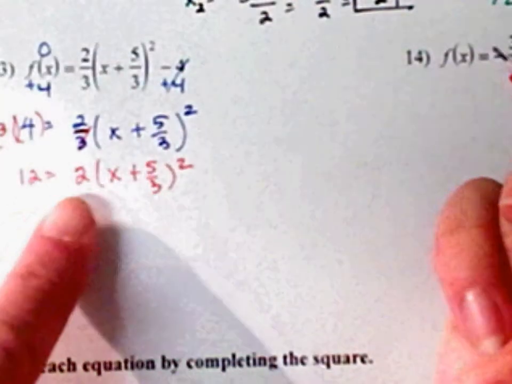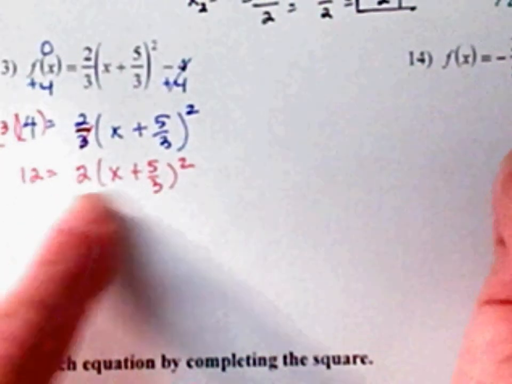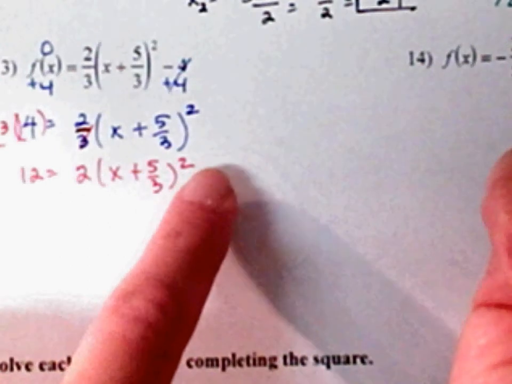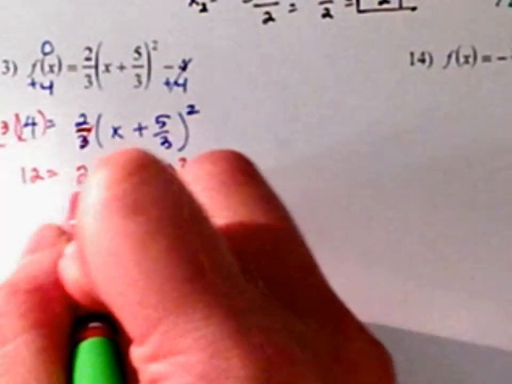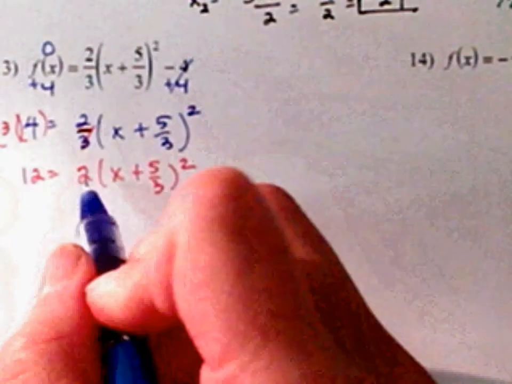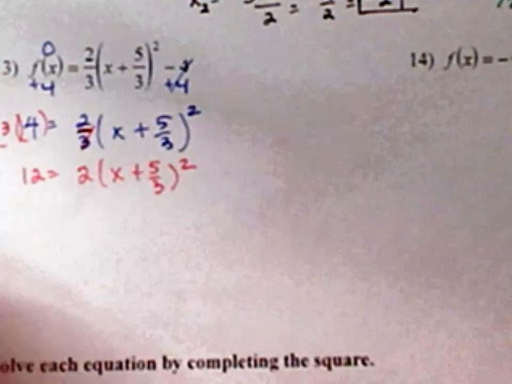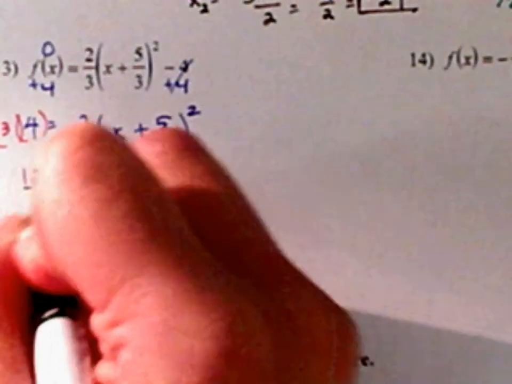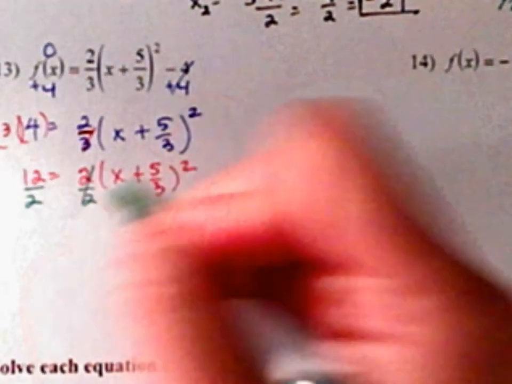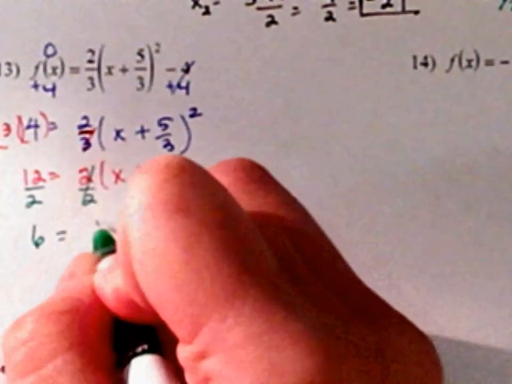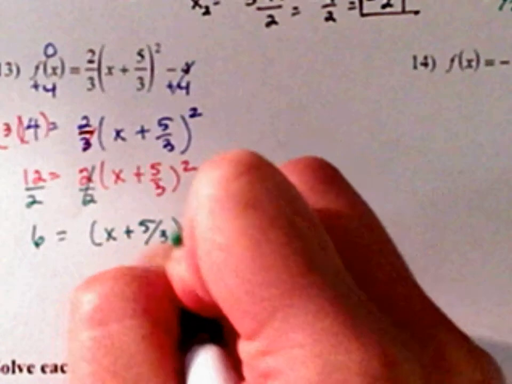Do not distribute that 2. You have a square there. Can't do that yet. Okay? So how do you get rid of that 2? Well, this is 2 times something. What's opposite of 2 times? Divide. What you do to one side, you do to the other. Cancel. So 6 is equal to (x plus 5 over 3) squared.